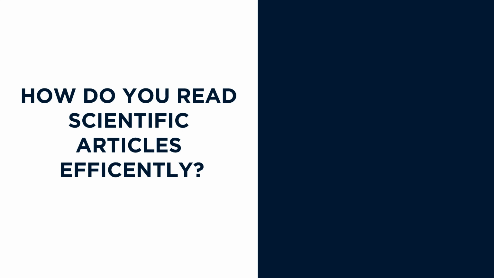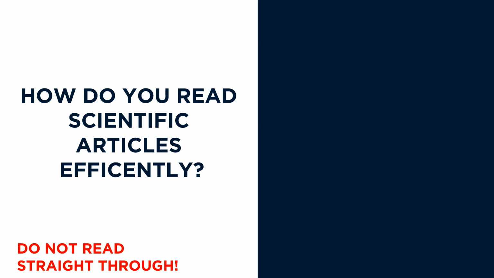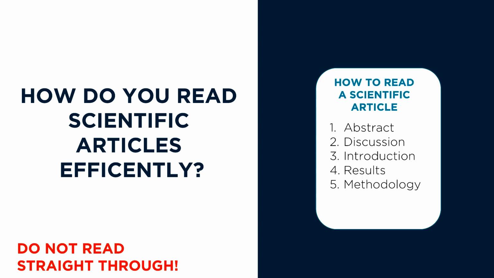But how do you read a scientific article efficiently? You don't want to read a scientific article straight through. Instead, you want to break the article down into specific sections and read in the following order.